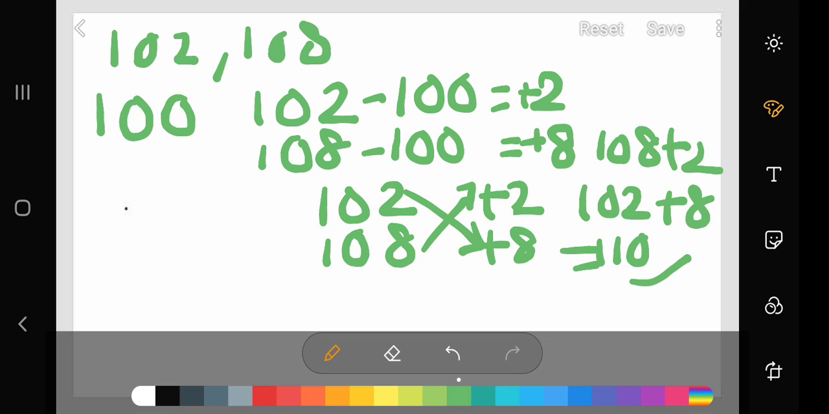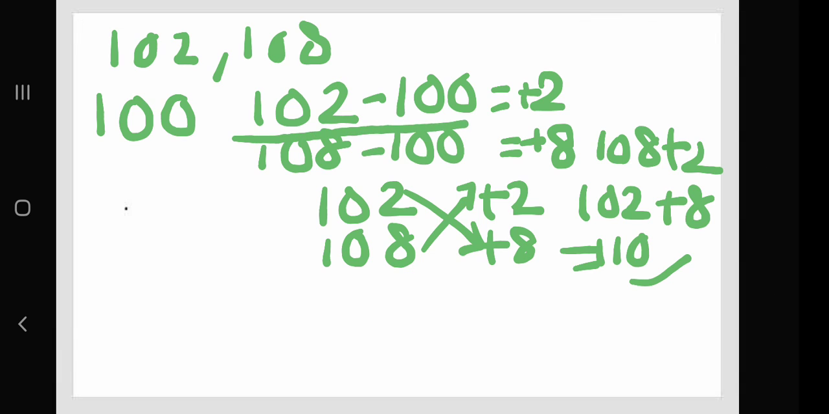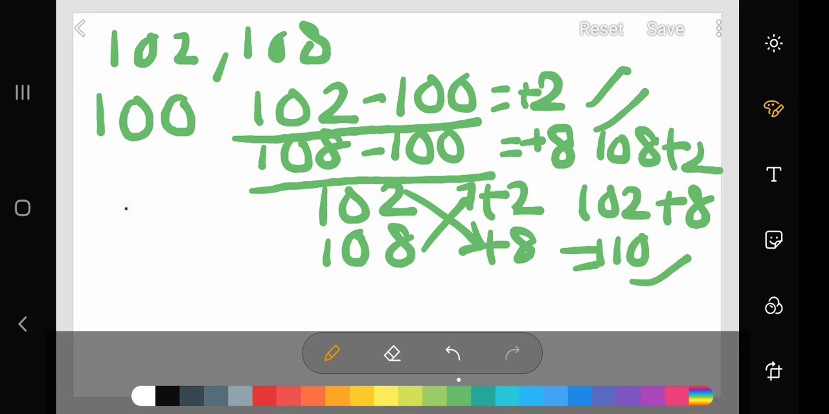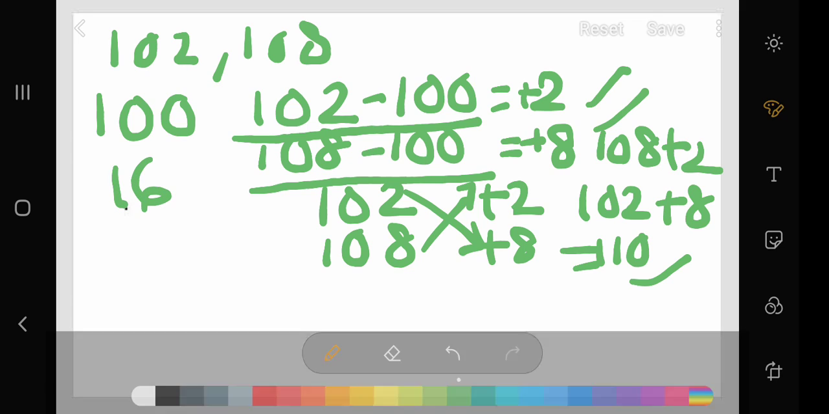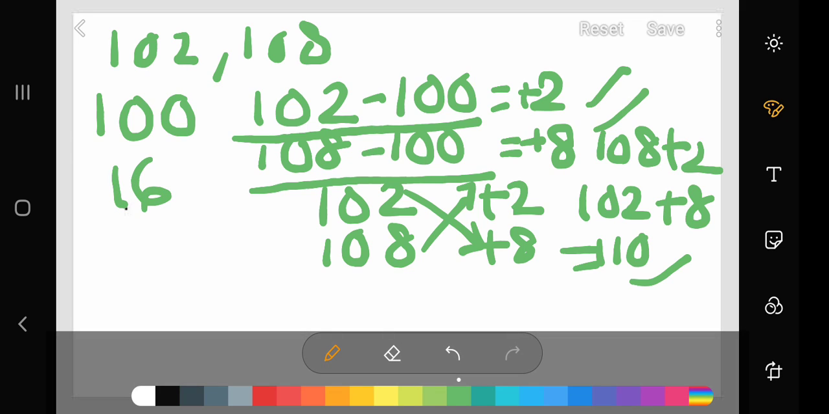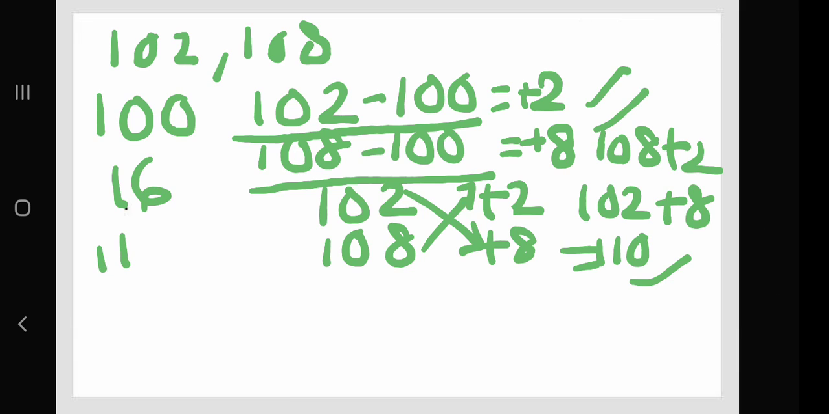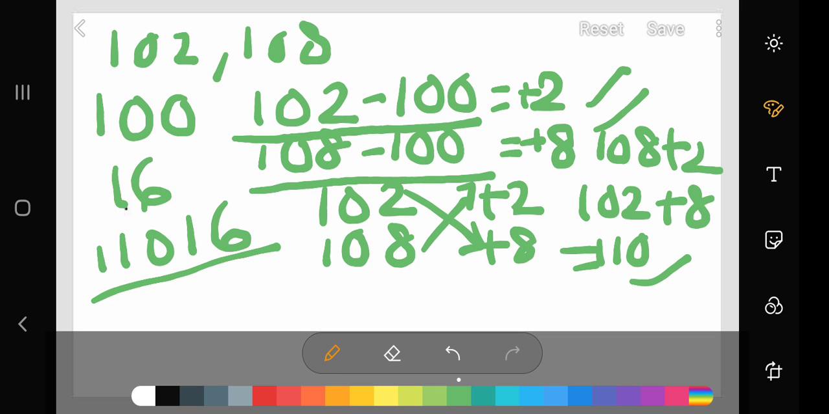Now we will multiply the differences of 102 minus 100 and 108 minus 100, that is 2 and 8. So 8 into 2 is equal to 16. Then the next step is we will put 110 and 16 together, 110 and 16. So this is the product of 102 and 108.